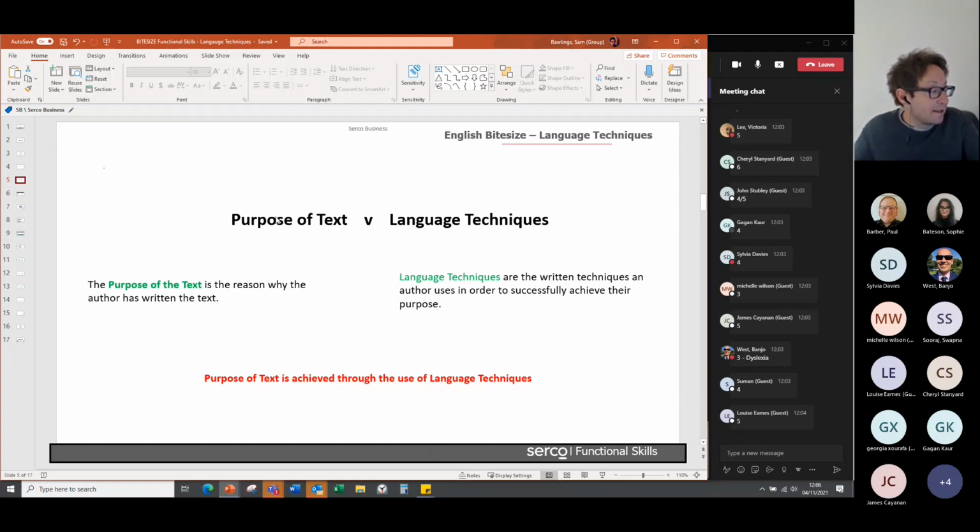So purpose of text is basically the reason why the author has written a text. So every text is written for a reason. People don't just randomly write things and see what happens. So if someone wants to sell some trainers, they know what the purpose is. They know that their advert needs to make you buy the trainers. So that would be thought of as a persuasive text. And the way that they make that advert effective is by using a range of persuasive language techniques. So language techniques are the techniques that are used by the author in order to successfully achieve this purpose of text.